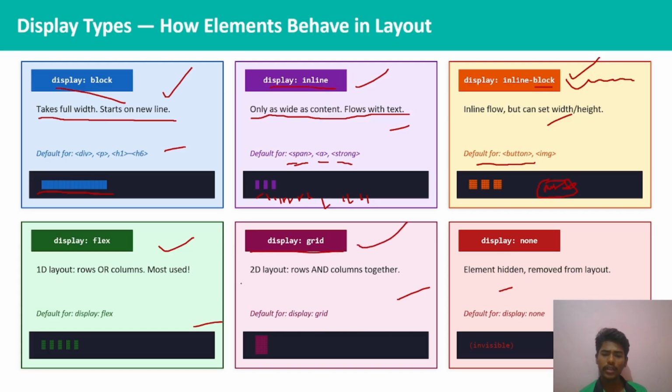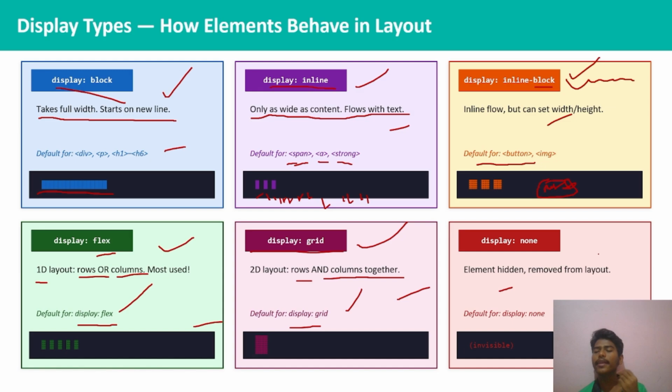Grid is a two-dimensional layout. It works with rows and columns together. If you use a 1D layout, display flex, it will use rows or columns, only one thing. If you want both of them, you can use grid. This is the syntax: display flex and display grid. This one is completed.